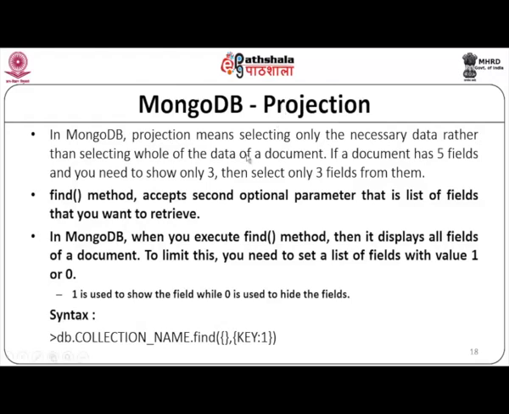For this, you will have to make use of the find method. The find method accepts a second optional parameter, which is the list of fields that you want to retrieve. In MongoDB, you execute the find method with the second parameter. If the second parameter is set to a value 1, then it will show the field. If the value is set to 0, then it will hide the field. So the general syntax for MongoDB projection is db dot the name of the collection dot find, with the second parameter being set to 1.